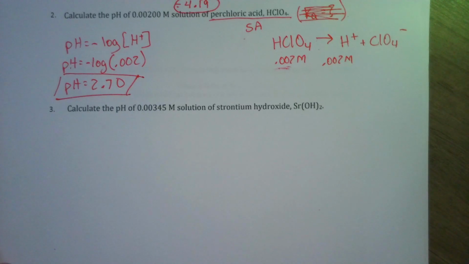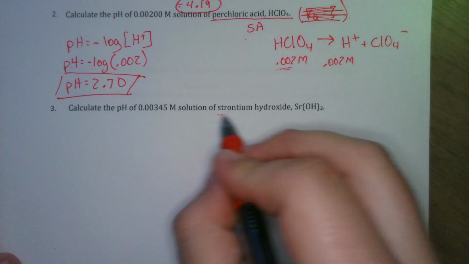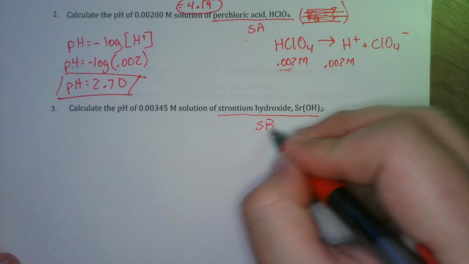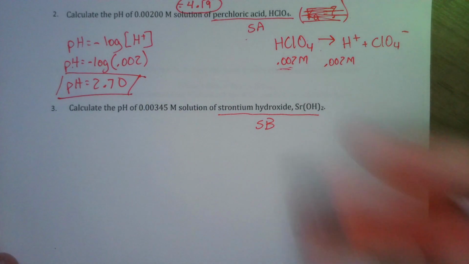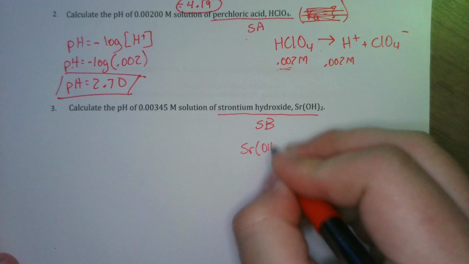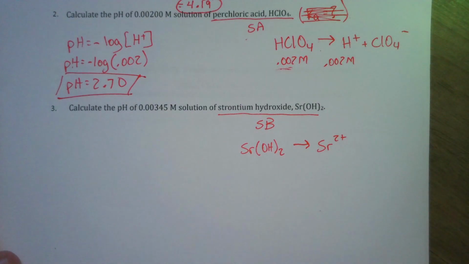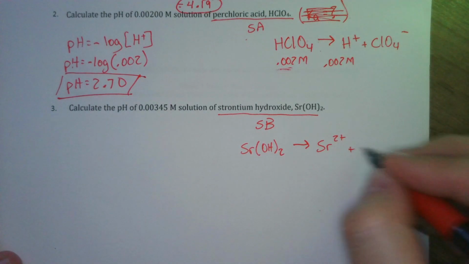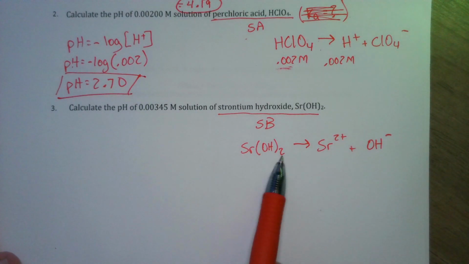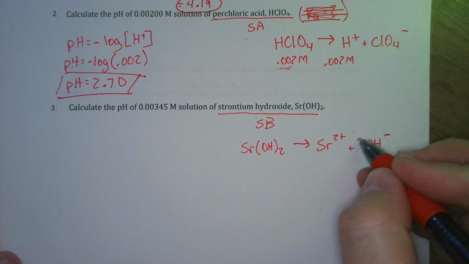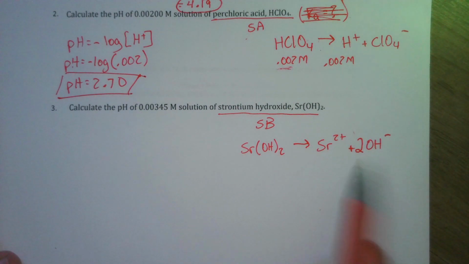Number 3 is related. I want to calculate the pH of, here's my strength, solution of strontium hydroxide, which is a strong base. Okay, so it's essentially the same thing. If I write the reaction of this strong base, 100% of this will just turn into its products. You'll have some strontium 2+ and OH-. Bases lose their OHs. Since there's a 2 here, you actually lose 2 OHs every time. Just make sure you have the 2 in front here.